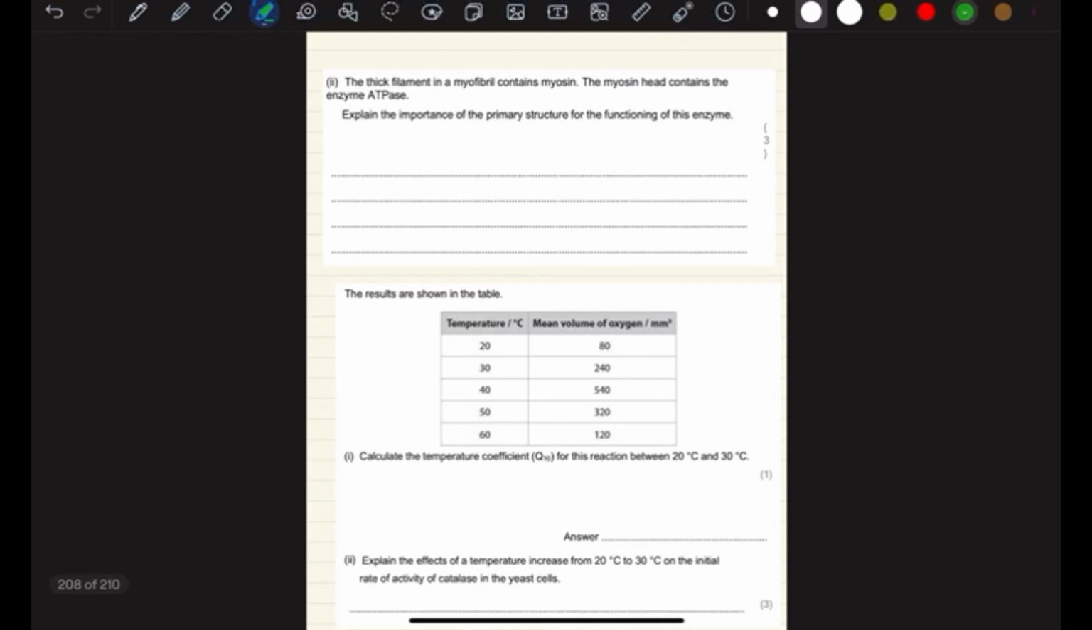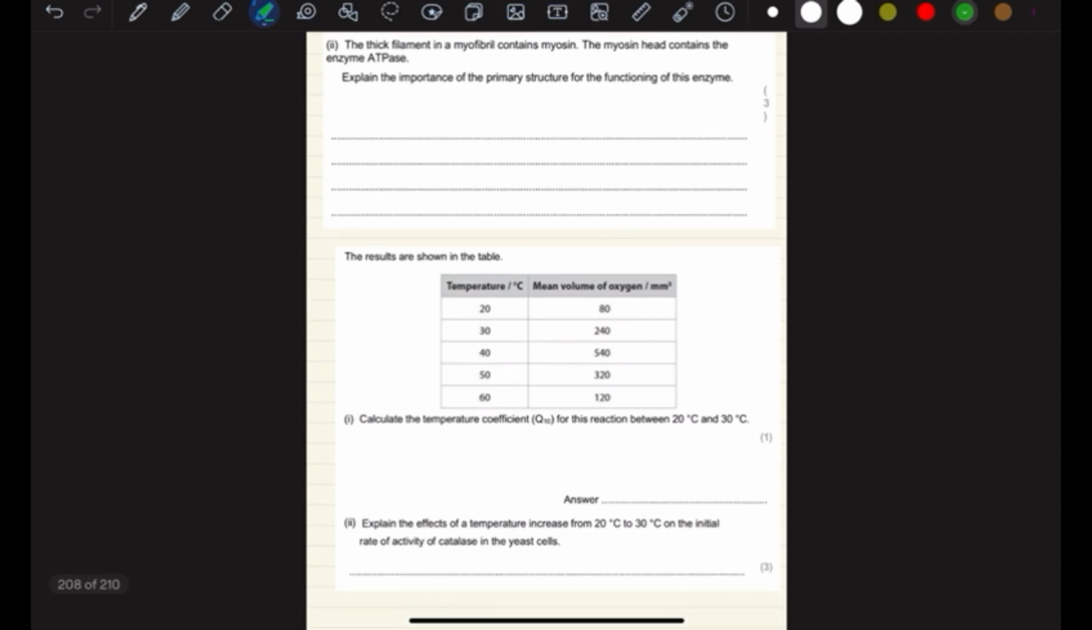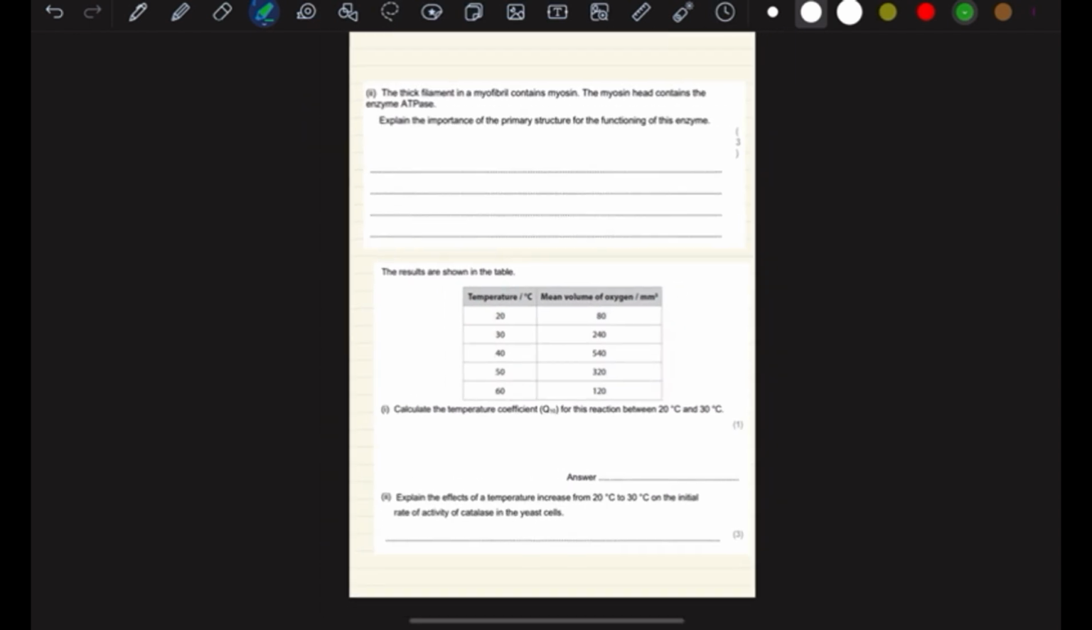Okay, so a couple questions to try. We got the first one, explain the importance of a primary structure for an enzyme. Next one, calculate your Q10. If you need to look up how to do that, you can find it online. And then just a question about how temperature affects the rate of reaction. So those are 3 questions.